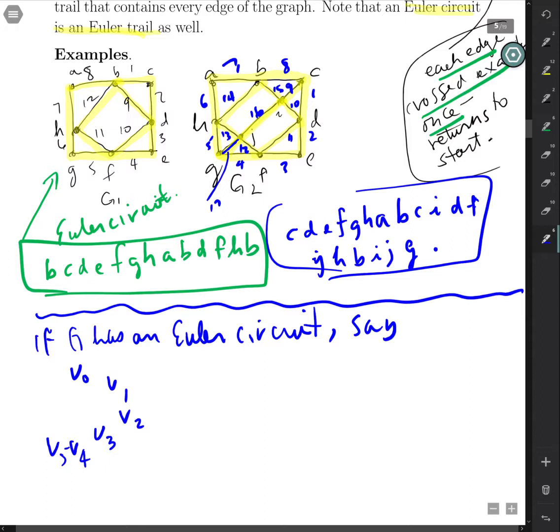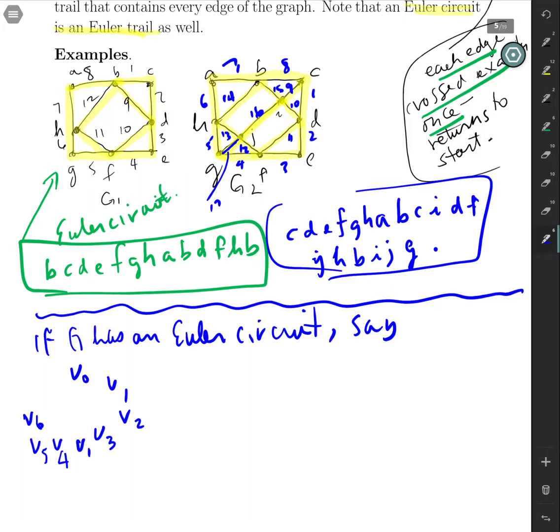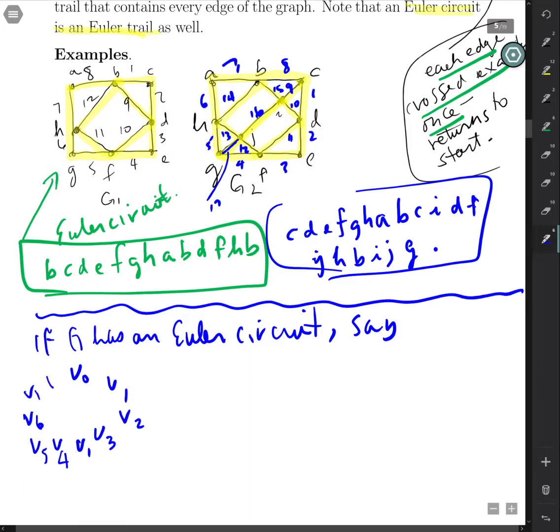Let's see. Let me do something here instead. Let's go from V3 to V1. To V1. So we're going to go back to V1, and then we'll go to V4, V5, V6, V4, V5, V6, and then let's go to V1 again, V3, and back to V0. So this is just the order in which we visit all the vertices, all right?